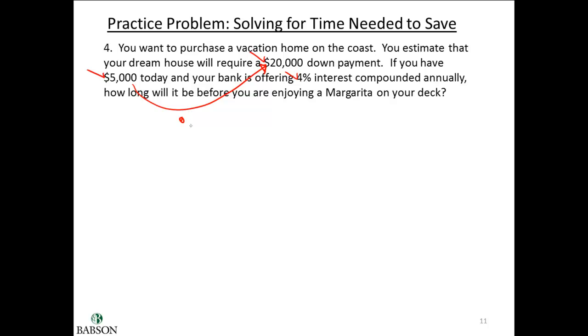So again, you probably don't need a timeline at this point. You draw it out anyway. You've got $5,000 today, $20,000. And what do I put in for N? I don't know. That's what we're trying to find. And I know that we're earning 4% per year. So let's draw our buttons here: present value, future value, I, and N.